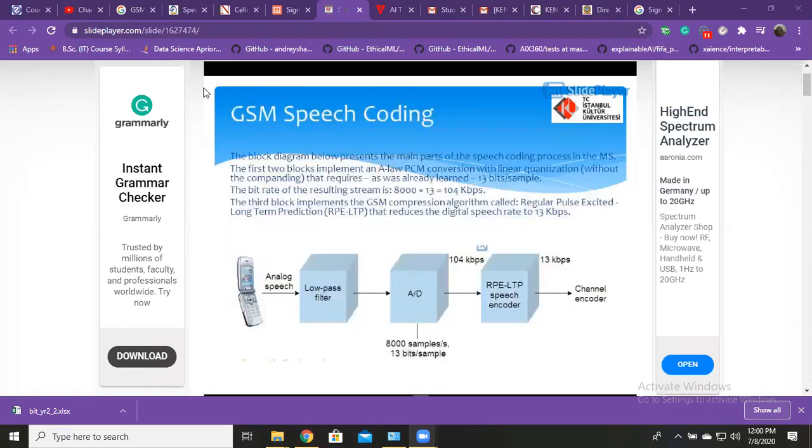GSM speech coding. The block diagram below presents the main parts of the speech coding process in the MS. The first two blocks implement an A-law to PCM conversion with linear quantization, without the companding, that requires, as was already learned, 13 bits per sample. The bit rate of the resulting stream is 8,000 times 13 equals 104 kilobits per second. The third block implements the GSM compression algorithm called regular pulse excited long-term prediction, RPE-LTP, that reduces the digital speech rate to 13 kilobits per second.